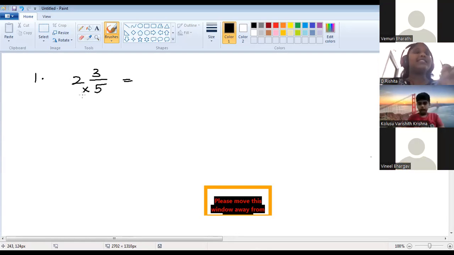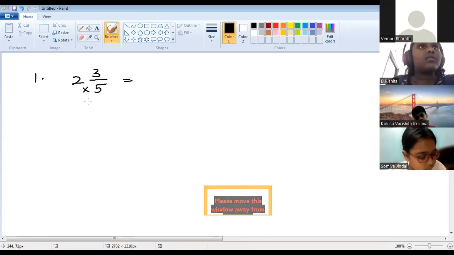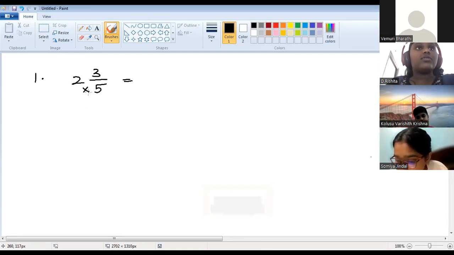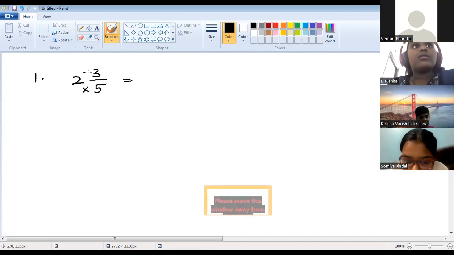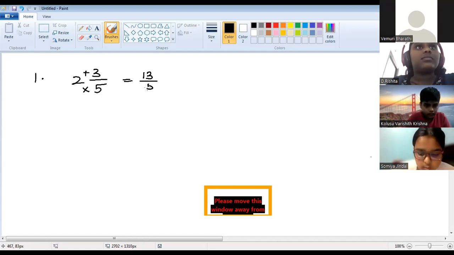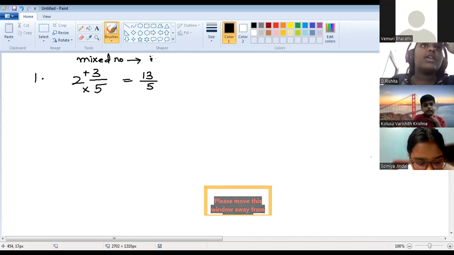Yes, ma'am, I did this. Then what should you do? After multiplying, you will get the result. 2 fives are how much? 2 fives. Yes, Rishita, 2 fives are 10. Very good. 10 plus 3: you need to add the numerator. 13. Very good. 13 by 5 is your improper fraction. Now you understood, my dear, mixed number to improper fraction.